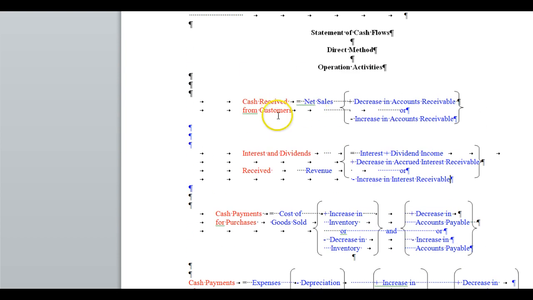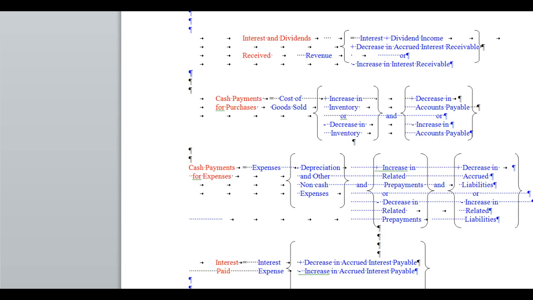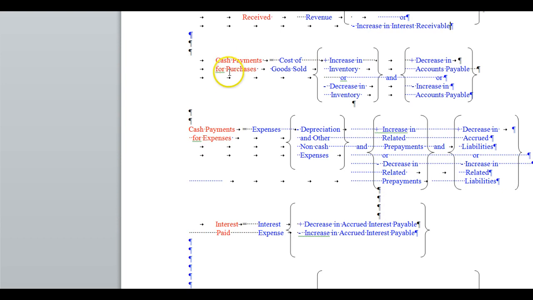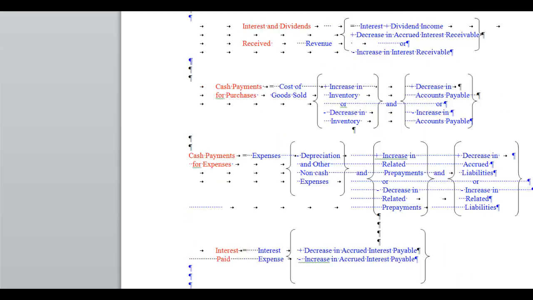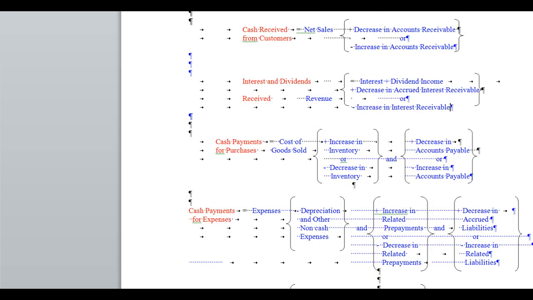First is cash received from customers. And that's money coming in. Interest and dividends received only if they appear in the income statement. Then we have our payments, and these are a little bit tricky. Cash payments for purchases, cash payments for expenses, interest paid, taxes paid. Whatever the total of all these are, that's the net cash provided or used by operating activities. Okay? So let's take a quick look at an example.